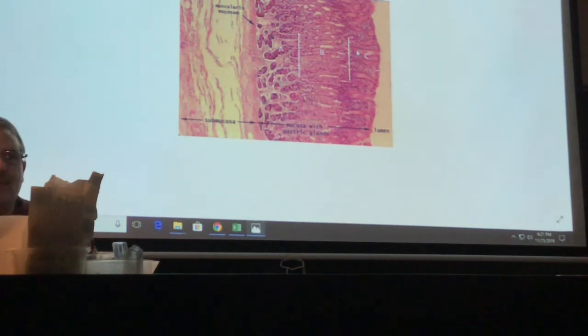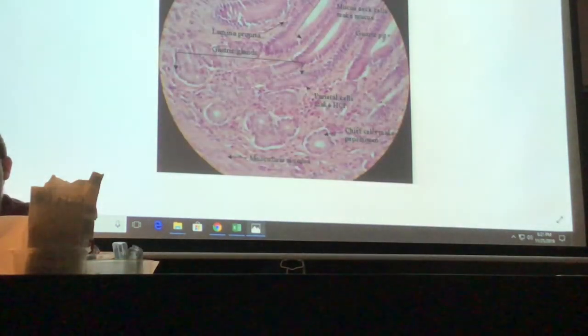We're not going to look at all of them. We'll focus on a few. But the pits would be more in the area of the upper mucosa. As we go deeper in the mucosa, we see that the pits transition into these glands. Here's a better look at that.